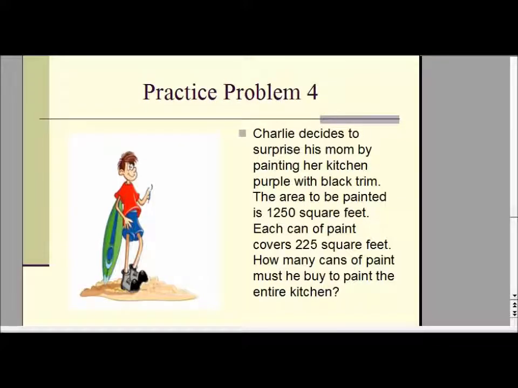Practice problem 4. Charlie decides to surprise his mom by painting her kitchen purple with black trim. The area to be painted is 1,250 square feet. Each can of paint covers 225 square feet. How many cans of paint must he buy to paint the entire kitchen?